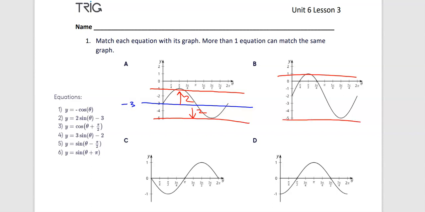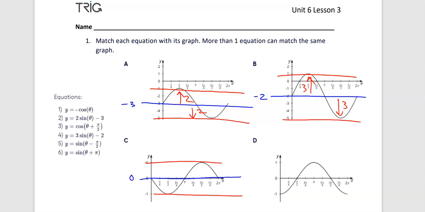-5. So that means the midline would be at -2. So we're looking at -2 as the midline, and it goes up 3 and down 3. In problem C, the top of the graph is 1, the bottom of the graph is -1, so the midline is going to be at 0, and the amplitude will be 1 for each of these.